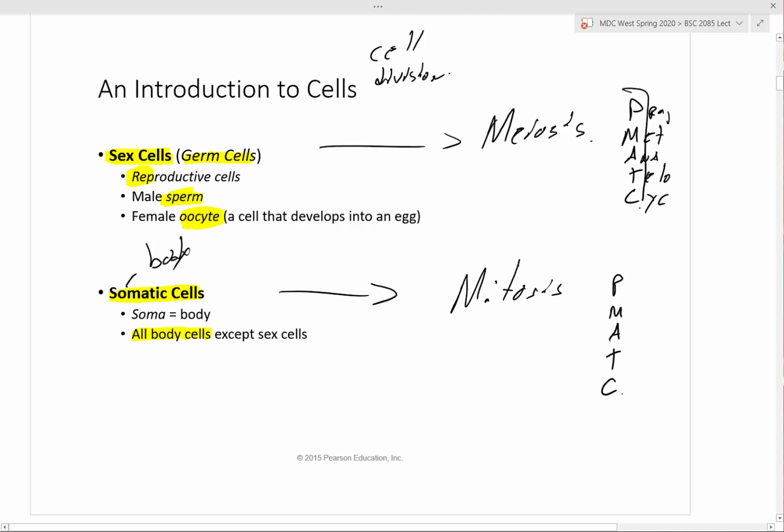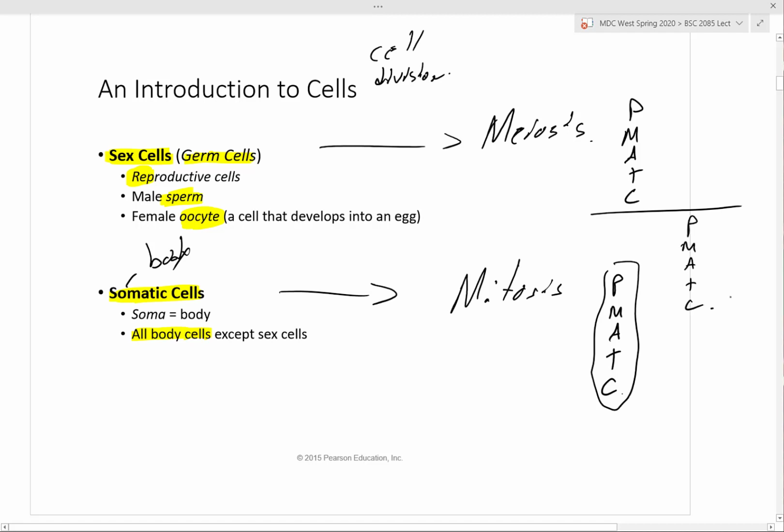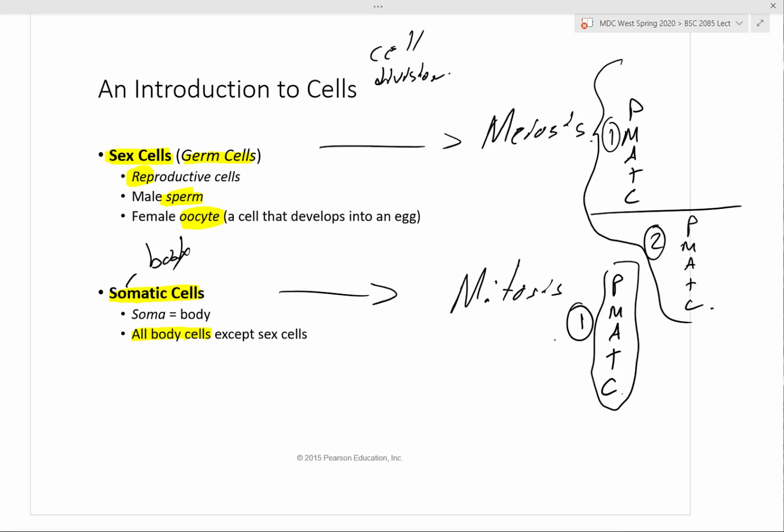And the same process occurs in mitosis. Okay? The only difference is that in meiosis, the PMAT happens not once, but happens what? Twice. Everybody got it? So in meiosis, this process happens twice. In mitosis, the process only happens once. I'm not going to go into a lot of detail. That's just the intro of it. So you know the difference between the two. Okay?